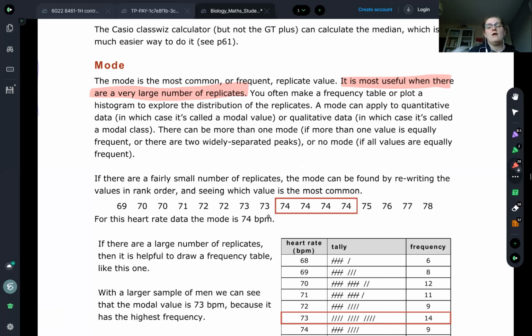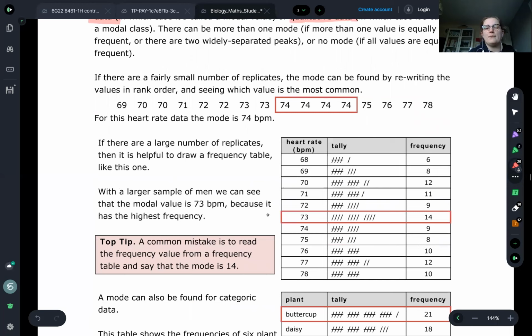We can apply the mode to quantitative data, in which case we call it the modal value, but we can also use it for qualitative data, and in that situation we call it the modal class. We can have more than one mode, if more than one value is equally frequent. For example, in this data set, 74 is the modal value. But if you had the same number of 74 and 75, you would have 74 and 75 both as your modal values. If you've got a large number of replicates, it's really helpful to draw it in a frequency table instead, and you can find it that way.